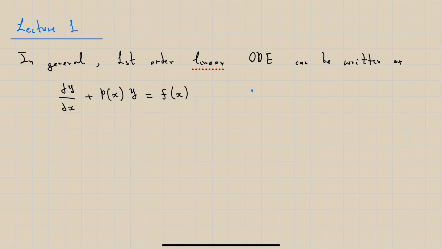So we assume p and f are continuous. So basically they are nicely behaved. You can think of sine functions, polynomials, exponentials, but not necessarily piecewise continuous. They are just continuous, or at least they are continuous in the intervals that we are interested in.